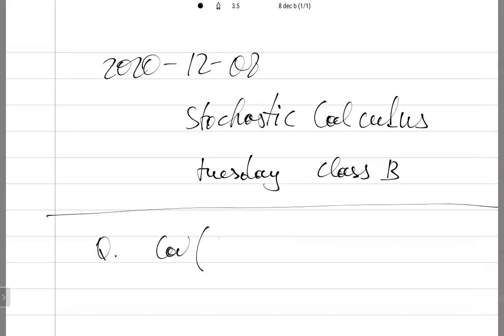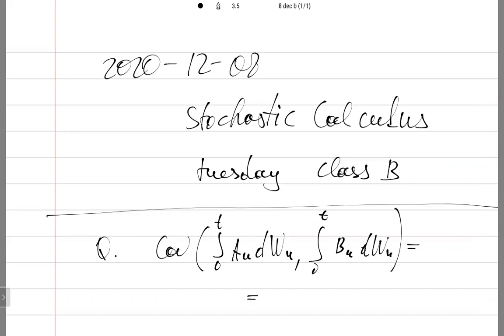Because we have a theorem that says that the covariance between a stochastic integral and a stochastic integral is the ordinary Riemann integral of this expected value. So you can use this property.